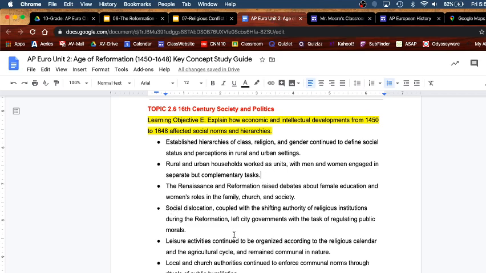Social dislocation, coupled with the shifting authority of religious institutions during the Reformation, left city governments with the task of regulating public morals. What's okay to do? What's not okay? What should the police get involved in? What should the magistrates or authorities condone or make acceptable? And when it comes to the ideas of morals, that's where we get into this really gray area, especially in the modern world, where people feel like the government should have no say in what I think is right or wrong. That's what my moral values are.